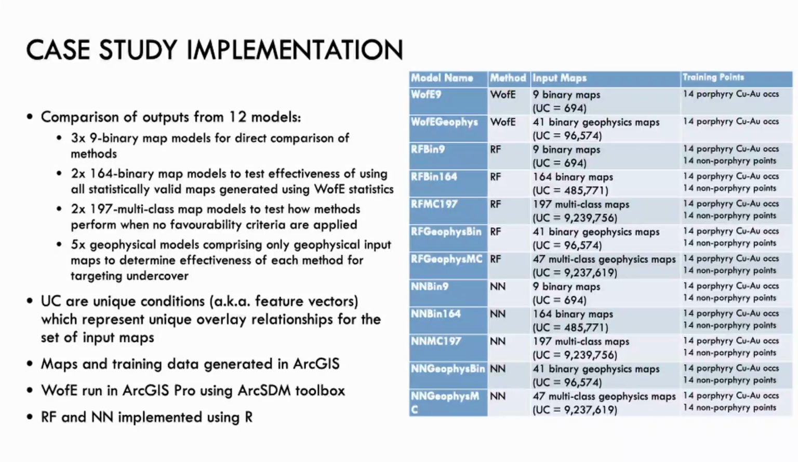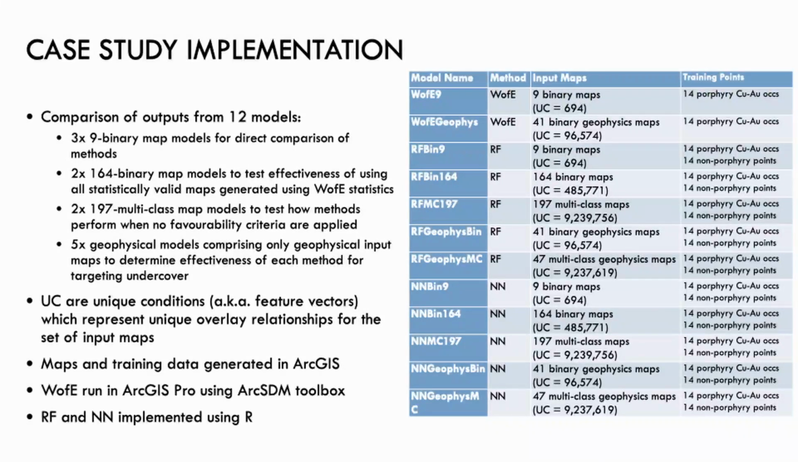So the case study implementation looked at comparing 12 different models using the weights of evidence, the random forests and the neural networks. There were 3 binary map models to compare a fair comparison of the 3 methods. 2 164 binary map models, which were testing using the statistically valid maps generated using the weights of evidence. 2 197 multi-class map models, which was looking at how the models worked when there was no favourability criteria applied, so no specific buffer thresholds or anything, just let the computer try and figure out what the most effective thresholds should be, and 5 different geophysical models, so only using geophysical input maps to see how effective the different methods were for targeting undercover.